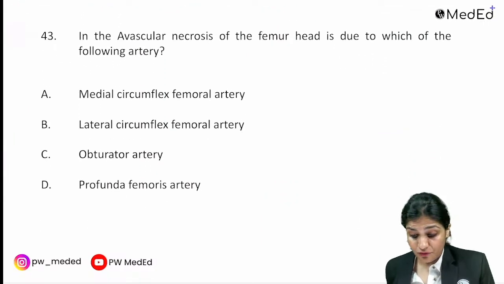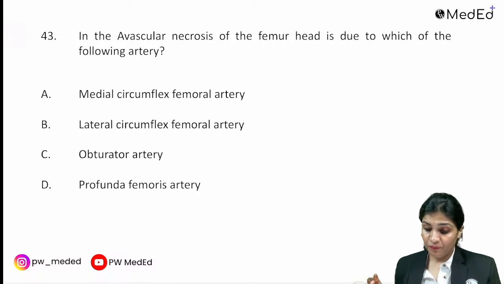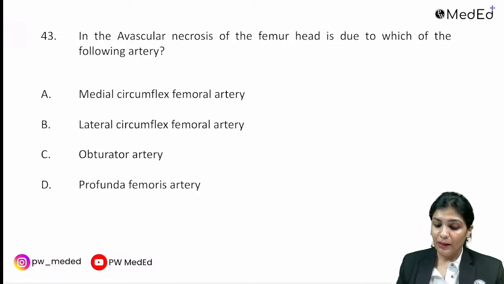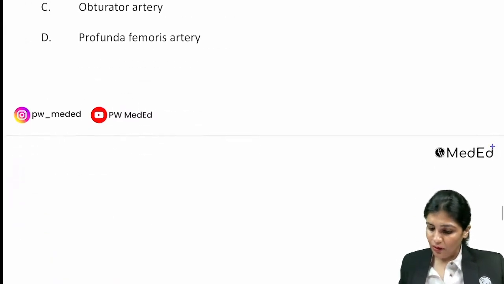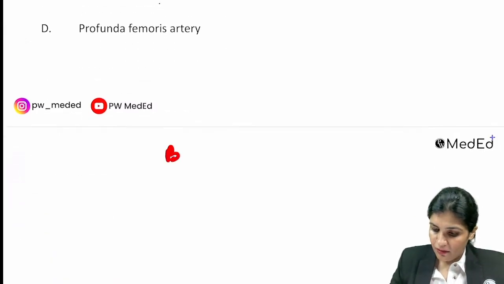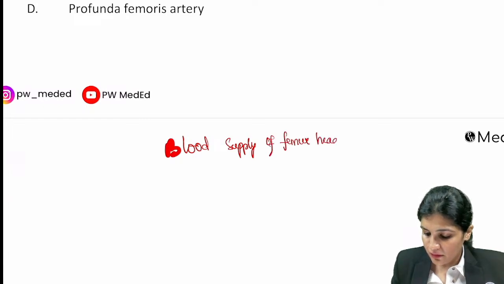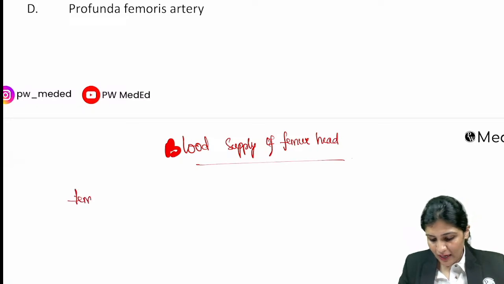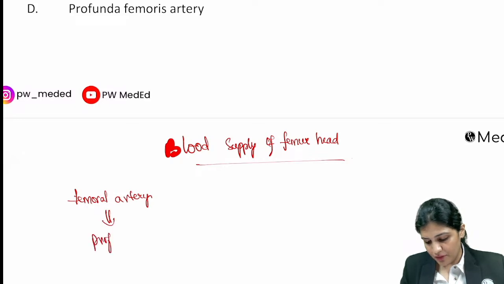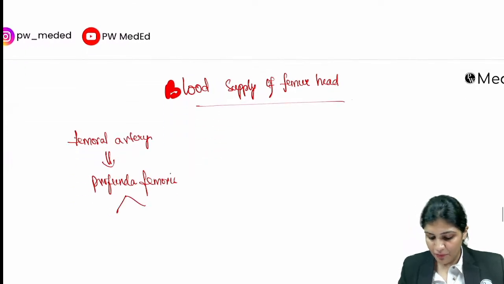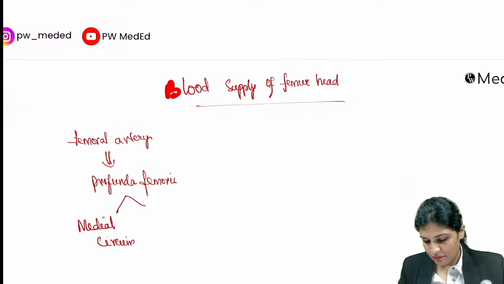Avascular necrosis of the femur head is due to which of the following arteries? Okay, so coming to the avascular necrosis of the femur head, before that you have to understand the blood supply of the femur head. So it starts with the femoral artery. Then this will give rise to your profunda femoris artery. Right, your profunda femoris, and then this profunda femoris will divide into the medial circumflex and the lateral circumflex.